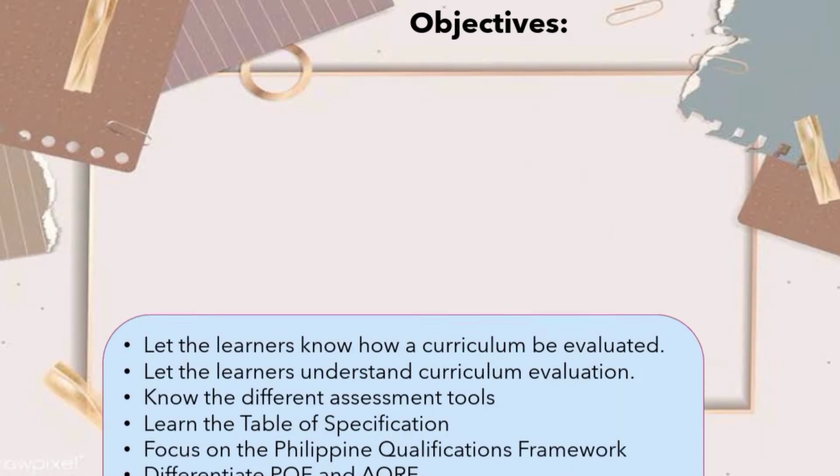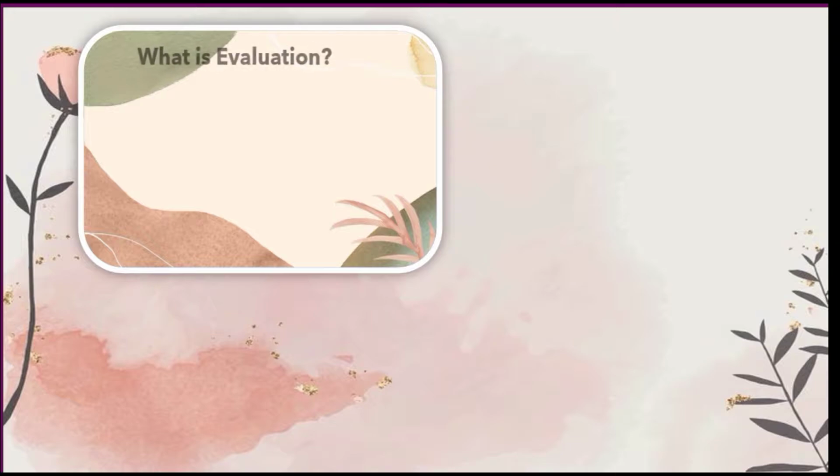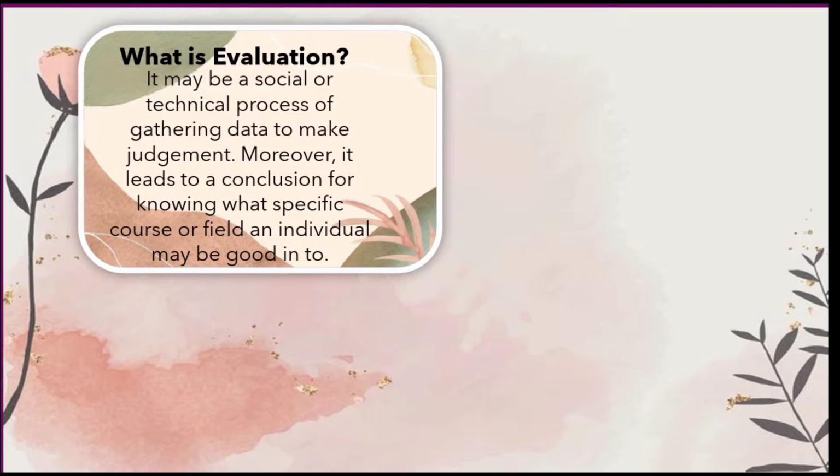Well, as a presenter, I have my objectives here as my guide on what I am going to discuss. But first, let us define what is evaluation. I define evaluation as a social or technical process of gathering data to make judgment. Moreover, it leads to a conclusion for knowing what specific course or field an individual may be good in. Educators do the evaluation to us students because here the educators will know what course or field we can take depending on the results of the evaluation.